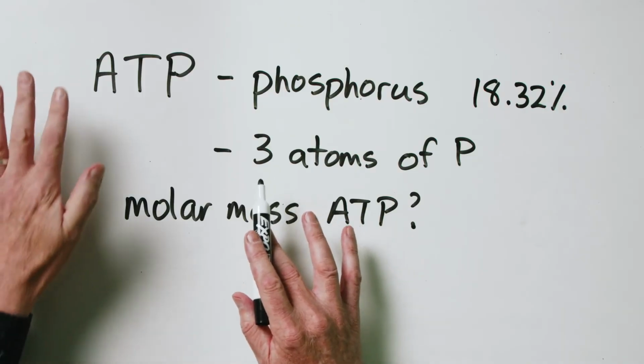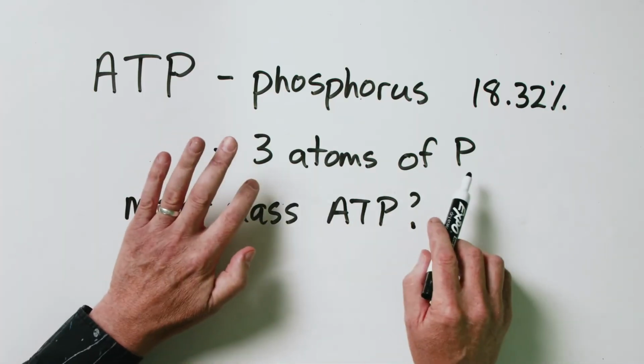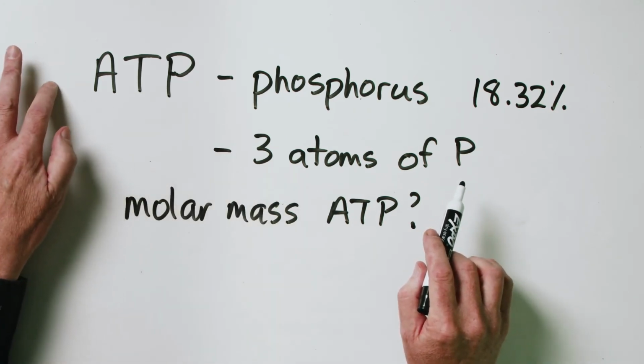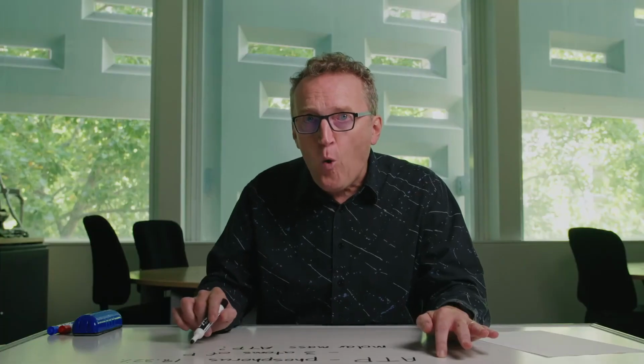It's not immediately obvious. But let's start off by saying, okay, 1 molecule of ATP contains 3 atoms of phosphorus. So 1 mole of ATP is going to contain 3 moles of phosphorus. So what do 3 moles of phosphorus weigh? Because we're after a molar mass. Again, if we don't know where to start, we can at least find out what 3 moles of phosphorus is going to weigh.